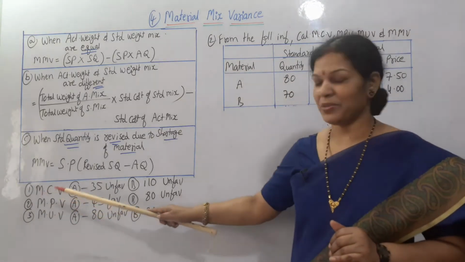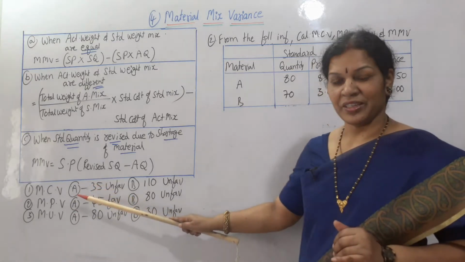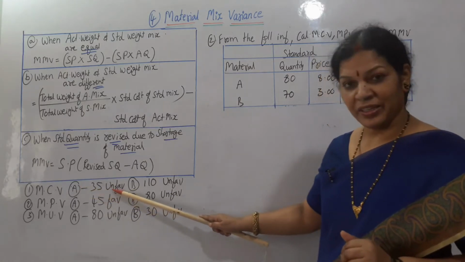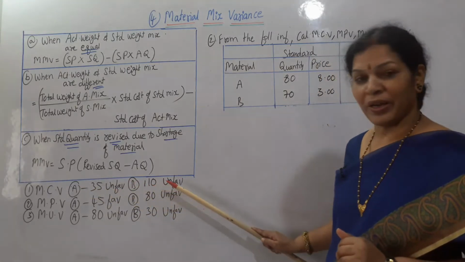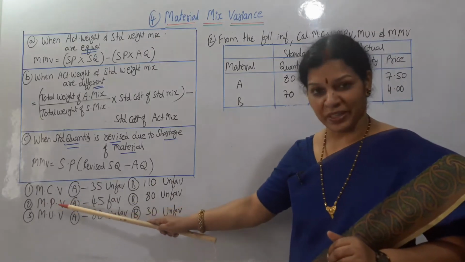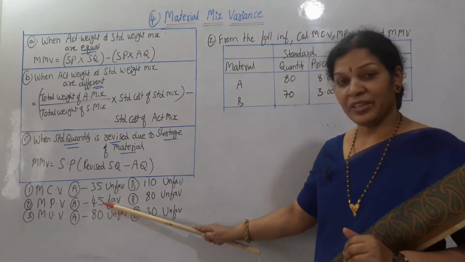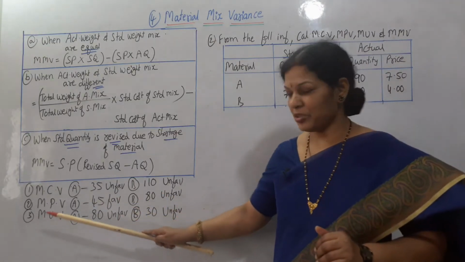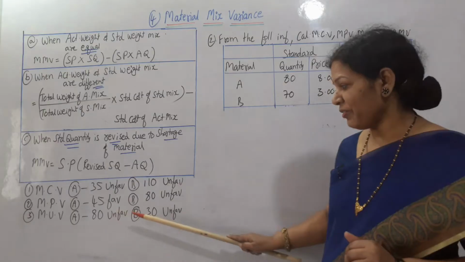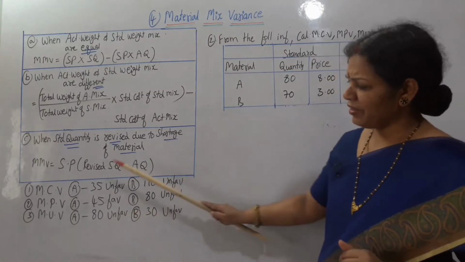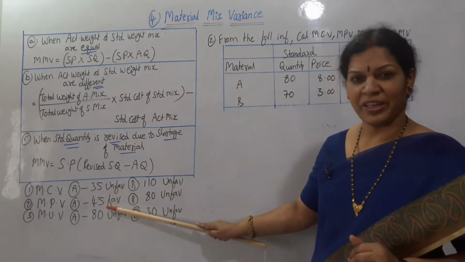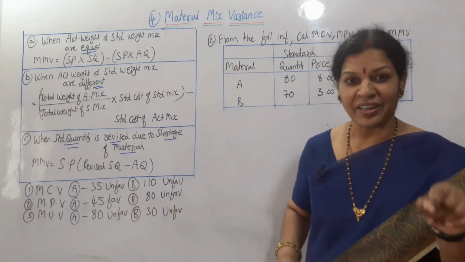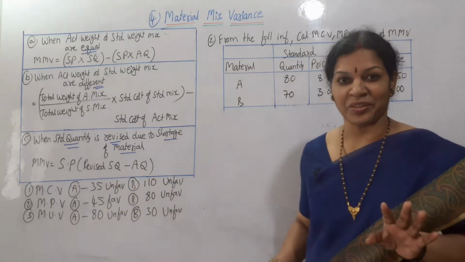If it is material cost variance, the answer for product A, total material A and B: for A it is 35 unfavorable, B 110 unfavorable. In the same way, material price variance: for A 45 favorable, B 80 unfavorable. And material usage: for A 80 unfavorable, B 30 unfavorable. Everything is unfavorable, only here you are finding 45 favorable. You have to work out and write in the comment box whether you are getting the answers or not.